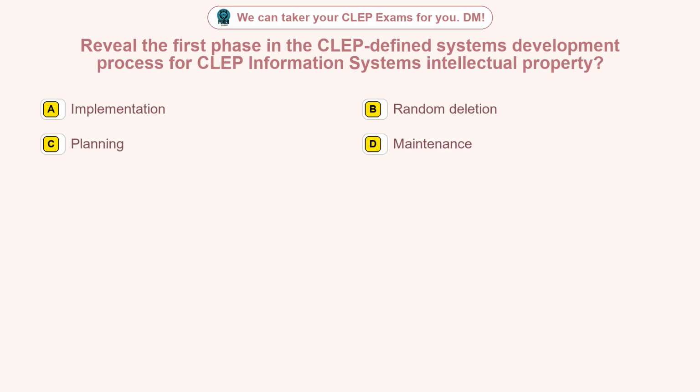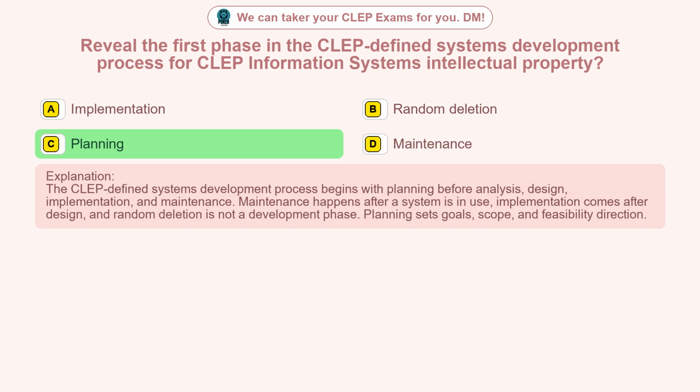Question 64. Reveal the first phase in the CLEP-defined systems development process for CLEP Information Systems intellectual property. Option A. Implementation. Option B. Random deletion. Option C. Planning. Option D. Maintenance. The correct answer is option C. Planning. The CLEP-defined systems development process begins with planning before analysis, design, implementation, and maintenance. Maintenance happens after a system is in use, implementation comes after design, and random deletion is not a development phase. Planning sets goals, scope, and feasibility direction.